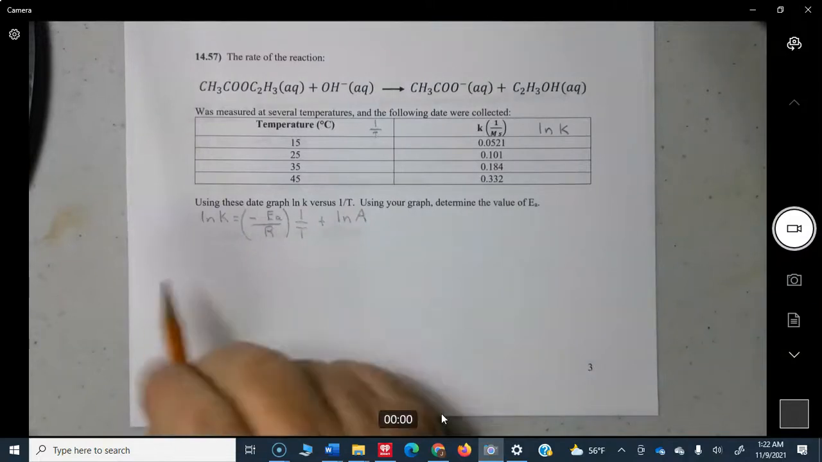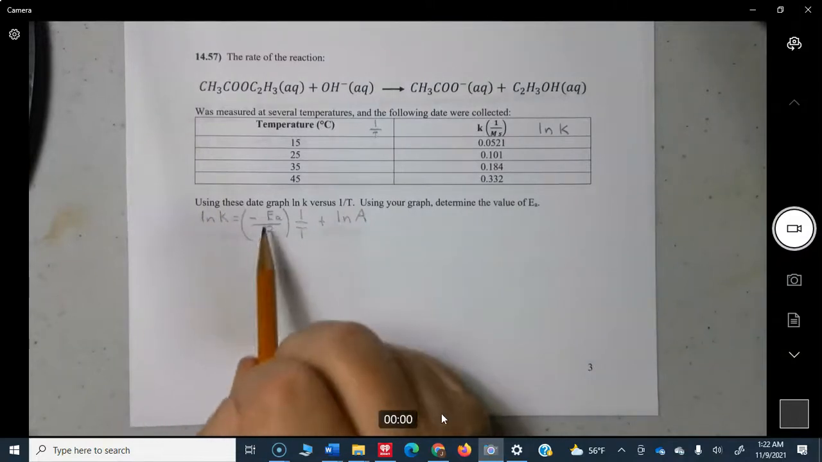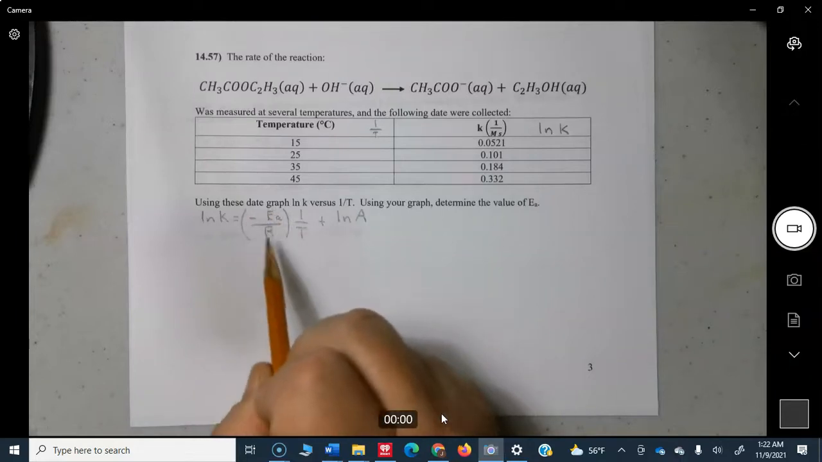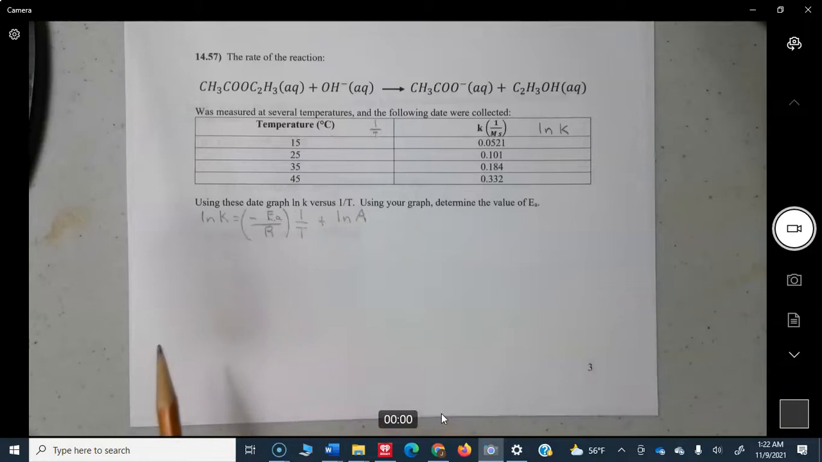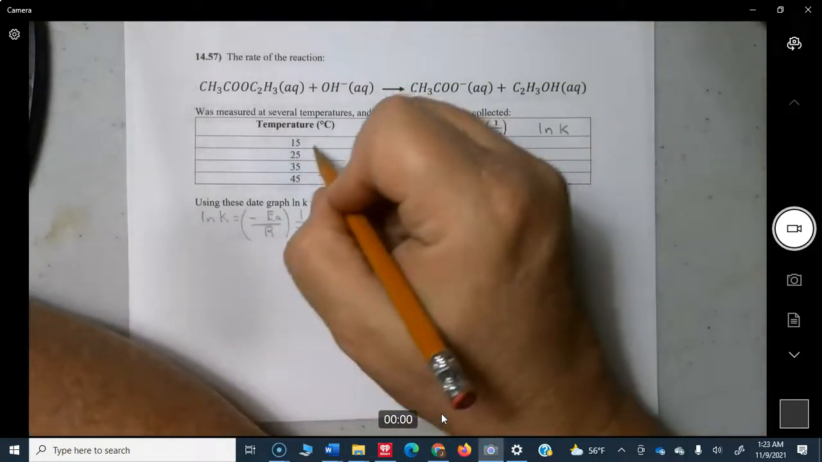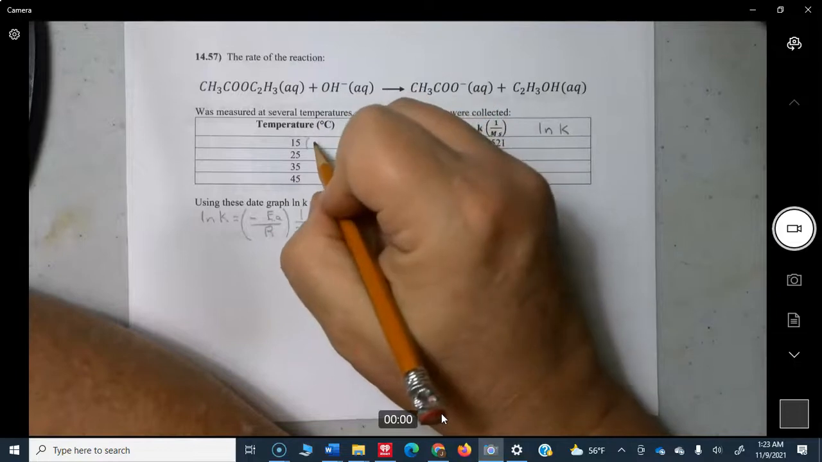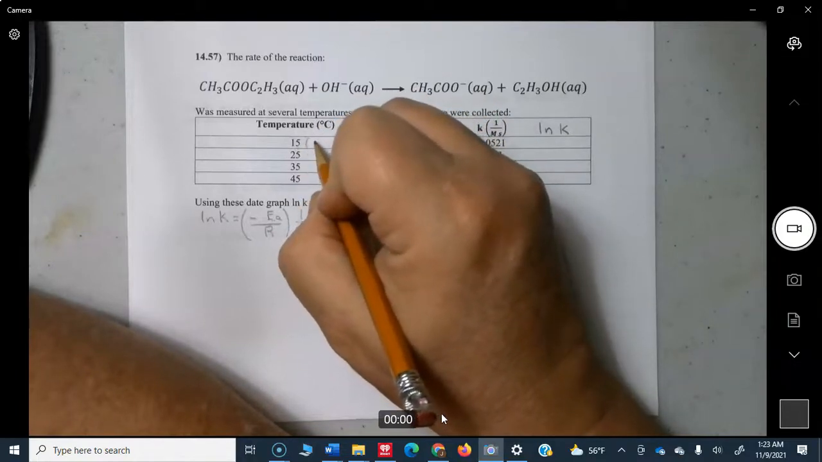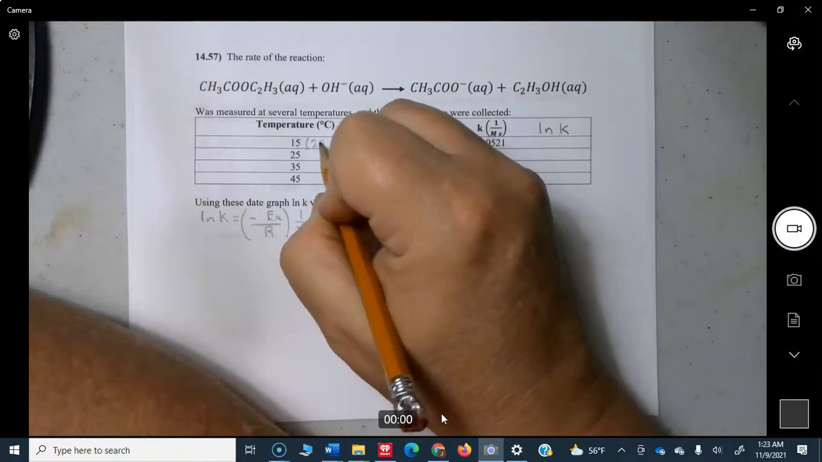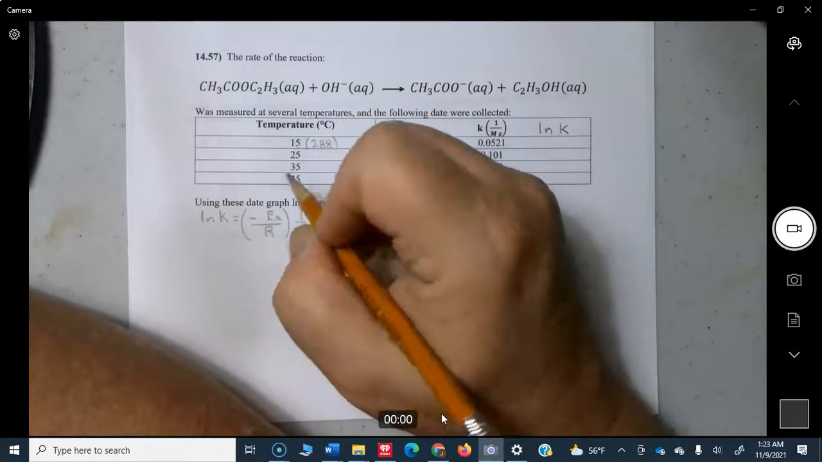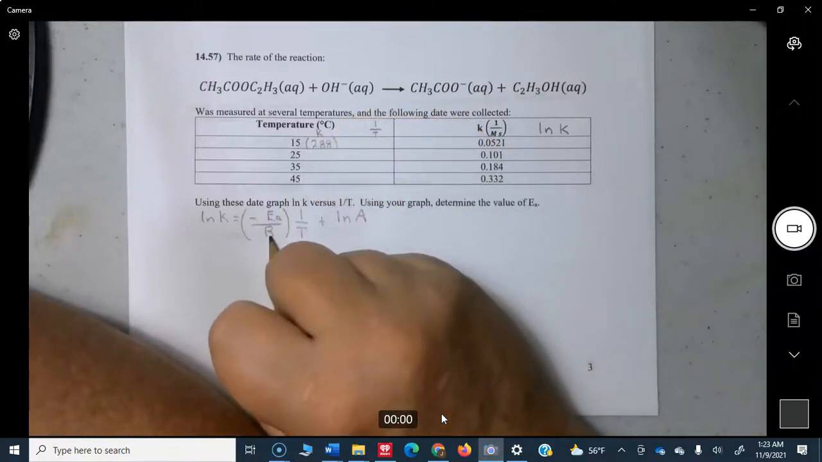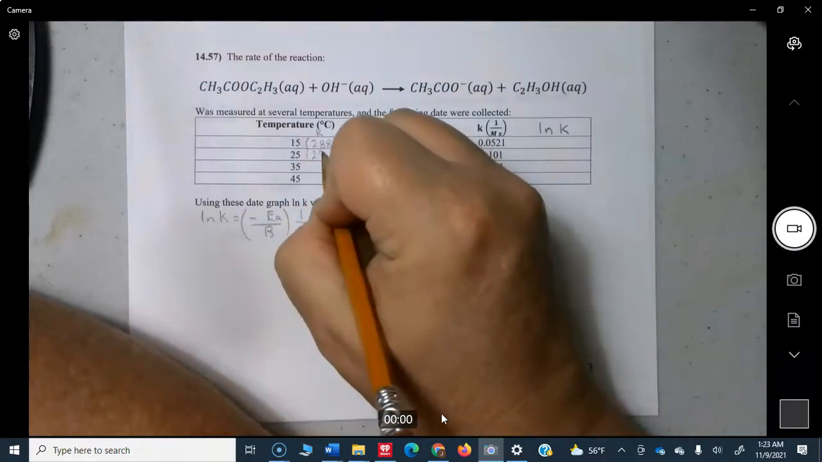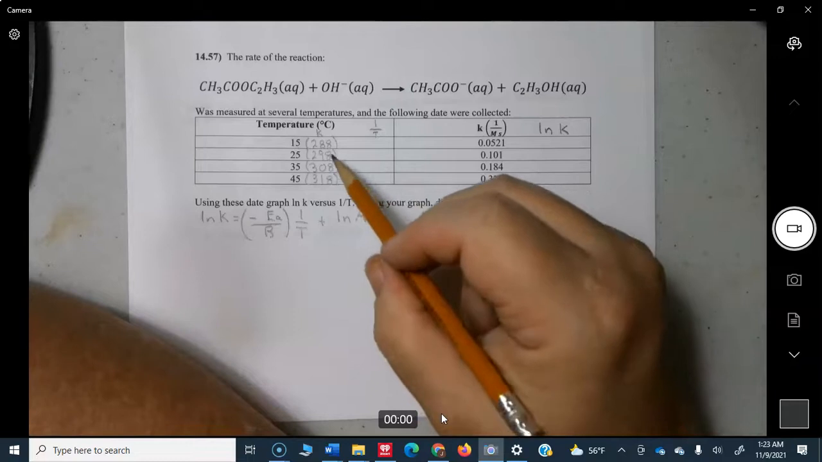Okay, there's the equation. So there's the y, that's the dependent variable. There's the slope. Okay, that's what we're interested in here, because it's asking us to figure out what EA is. And there's the independent variable, 1 over T, and natural log of A. Okay, so what we're going to do is, first we need to convert these temperatures to Kelvin. So 273 plus 15 is 288. And all the rest of these you just add 273 to get to Kelvin. So this is the Kelvin temperature. You need to be in Kelvin because this rate constant is in Kelvin, not in centigrade. Okay, and so there's the Kelvin temperatures.